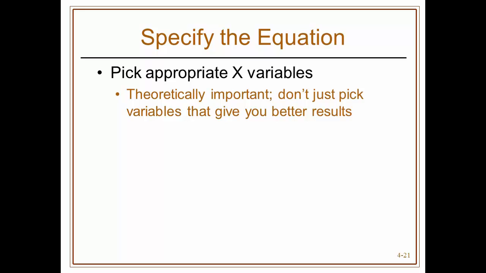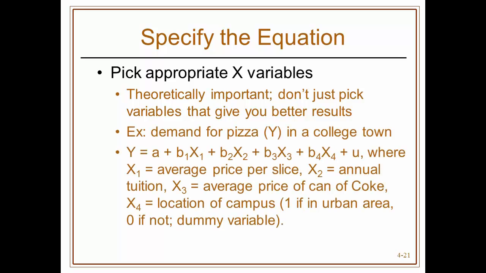So you don't want to pick variables because it makes your results look better. That's not what your goal is. Your goal is to have theory inform the variables that you pick. So if we're thinking about the demand for pizza in a college town, then we might specify an equation like this.